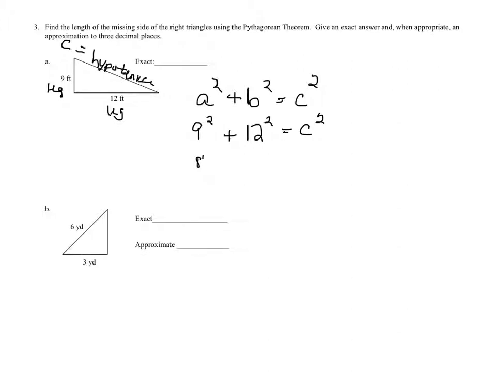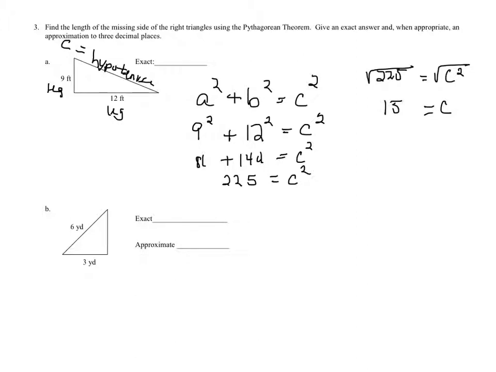9 squared is 81. 12 squared is 144. So 81 and 144 is 225. Now I need to find c. C is squared, so I'm going to unsquare it by taking the square root of both sides. Square root of c squared we know is c. Square root of 225 is 15, so it'll be 15 feet is the hypotenuse. Now that's exact. I didn't have to do anything. There was no decimal shenanigans, so I'm done.